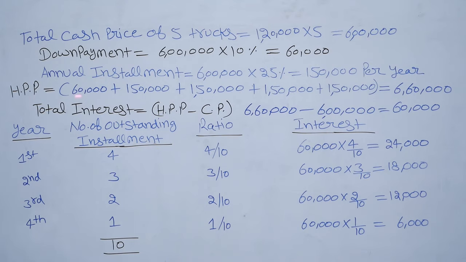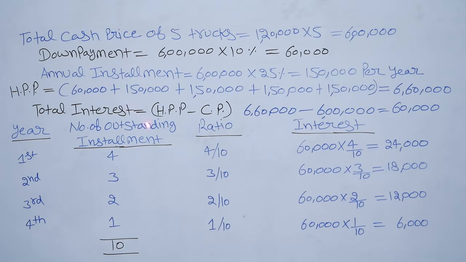Hire purchase price consists of down payment plus all installments. So down payment is 60,000 plus first installment 1,50,000 plus second installment 1,50,000 plus third installment 1,50,000 plus fourth installment 1,50,000. So the total is 6,60,000. Now we will calculate total interest. How do we calculate total interest? If we deduct cash price from hire purchase price, then we get total interest. So hire purchase price 6,60,000 minus cash price 6 lakh is equal to 60,000.